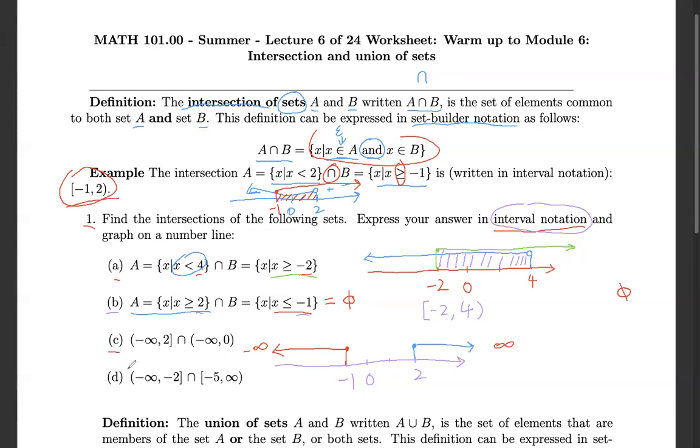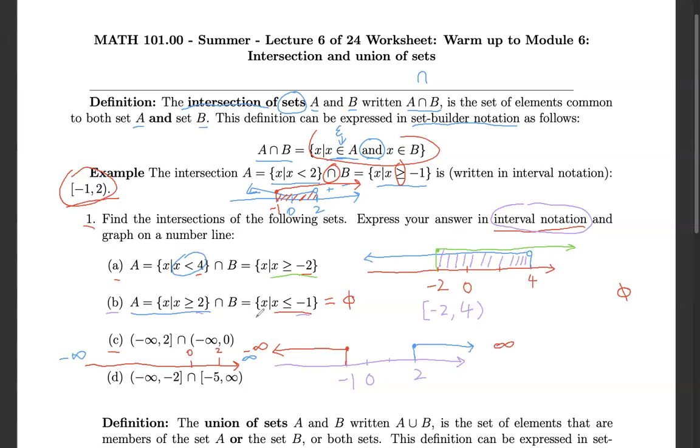Let's see C. So negative infinity up to 2. Let's just graph here. So let's see, this is a 0. This is a 2. From negative infinity up to 2. Remember negative infinity is on the left-hand side.